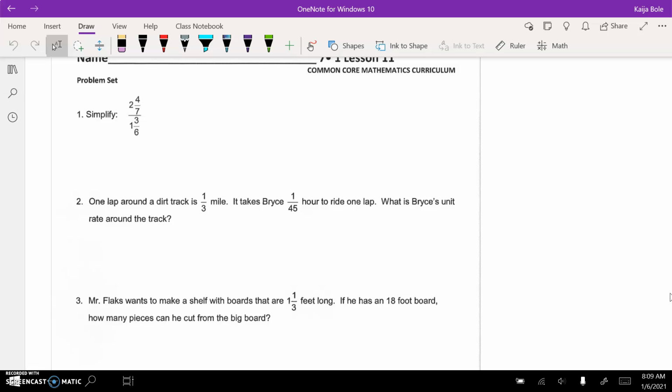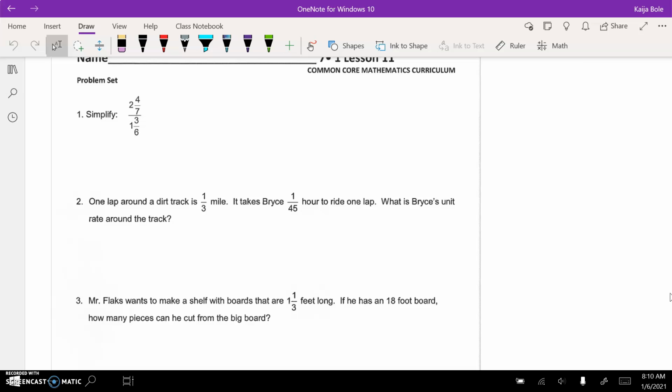Now, 2, 3, and 4, they're either asking you for the unit rate, things like that. The hardest part is figuring out what goes on the top, what goes on the bottom. If you look at number 2, it says 1 lap around a dirt track is 1/3 of a mile. It takes Bryce 1/45 of an hour to ride 1 lap. What is Bryce's unit rate around the track?